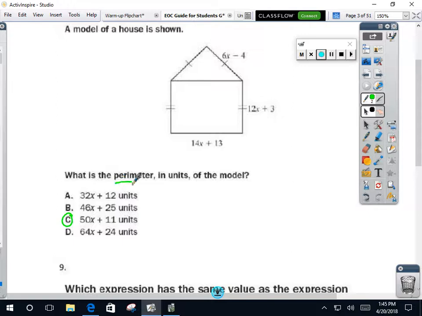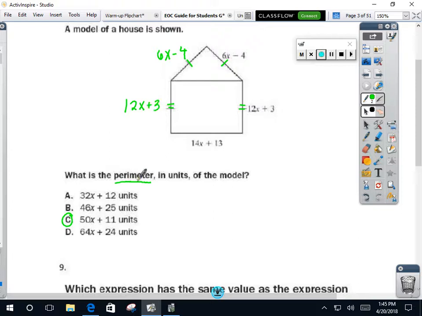Again, we are trying to find perimeter, which means you add up all the sides. Well, I'm pretty confident you all know that like this and this mean these sides are equal. So this is 6x minus 4. And then same thing down here with the sides of the house. They each have two little markings. I know it's hard to see one of them, but they're both equal.